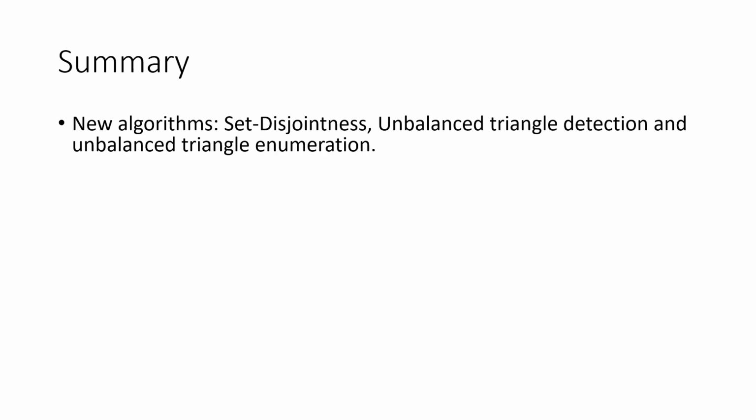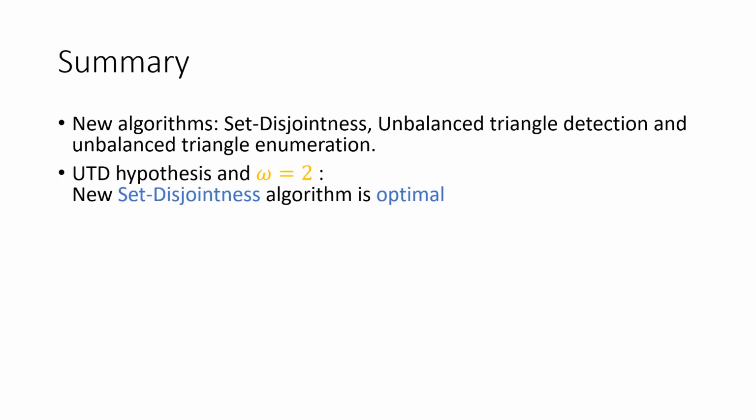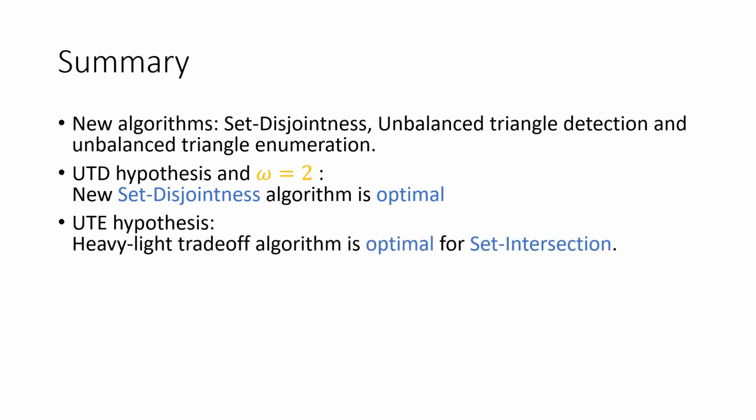So to summarize, we introduced new algorithms for set disjointness, unbalanced triangle detection, and unbalanced triangle enumeration. We also introduced the unbalanced triangle detection hypothesis, and if we believe this hypothesis and assume that omega equals 2, then our new set disjointness algorithm is optimal. We also introduced the unbalanced triangle enumeration hypothesis and showed that the heavy-light trade-off algorithm is optimal for set intersection if we believe the unbalanced triangle enumeration hypothesis.